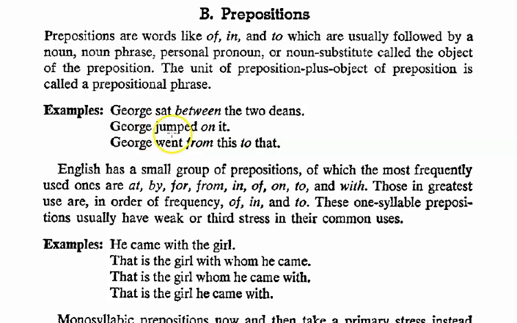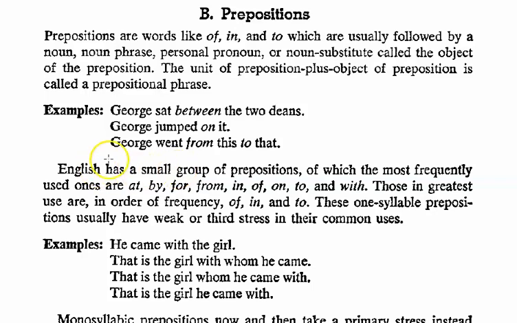George jumped on it. On is the preposition. It is the complement of this preposition. George went from this to that. Now, from this is the preposition, and this is its complement. Now, the complement of the preposition is a noun phrase.